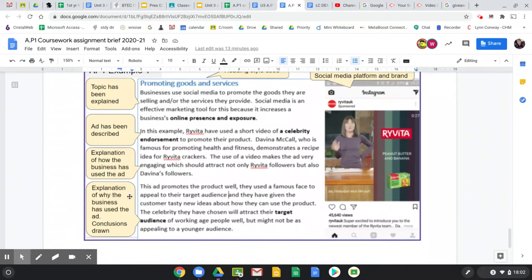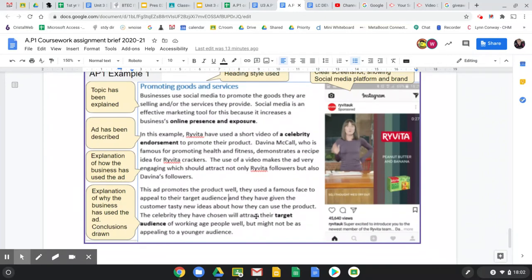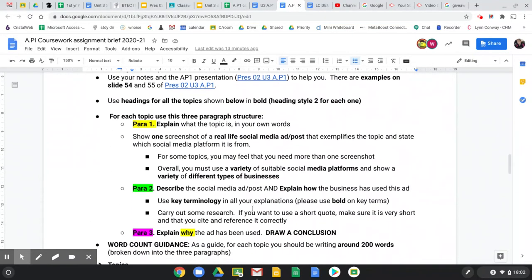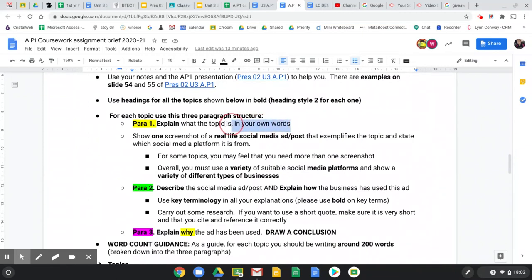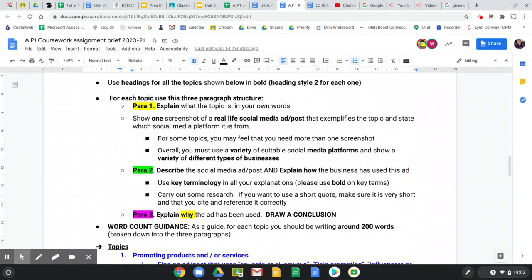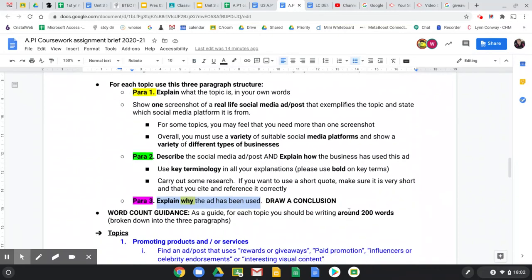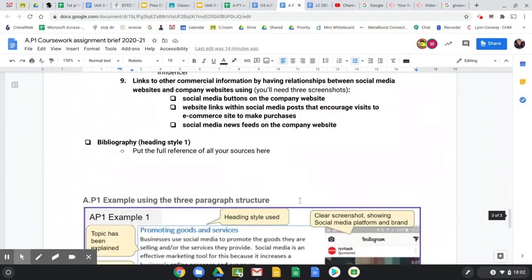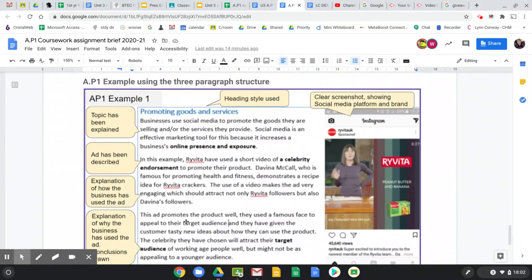And then in my third paragraph, I've explained why the business has used this ad. And I've tried to draw a very simple conclusion. So those are the 3 paragraphs you're going to be looking at. An explanation of what the topic is, a description of the social media screenshot that you've put in, explaining how the business has used it. And the third one is the conclusion. Why has this ad been used? Draw some sort of conclusion. And as a result of those 3 paragraphs, you should be writing around about 200 words.